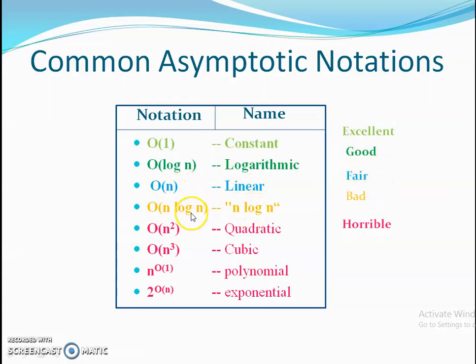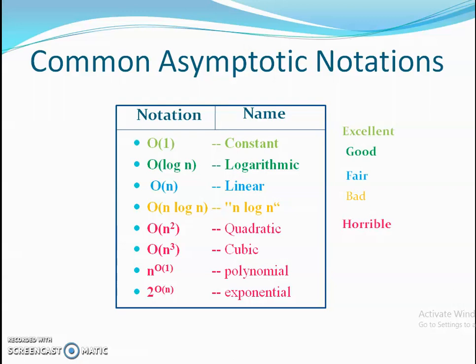Then n log n, where the execution time is n log n. It is somewhat bad, but we can't do anything, so we accept it. The remaining are horrible, but sometimes for real-time problems there is a need to use that type of algorithm also. Big O of n square is called quadratic. Big O of n cube is called cubic.